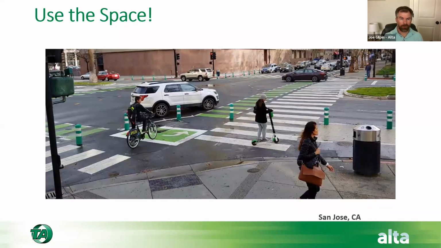So here's San Jose, a lot of the protected infrastructure and protected intersections that they've done. This is all done as just pavement projects, no curb line changes here, no gutter changes, nothing like that.